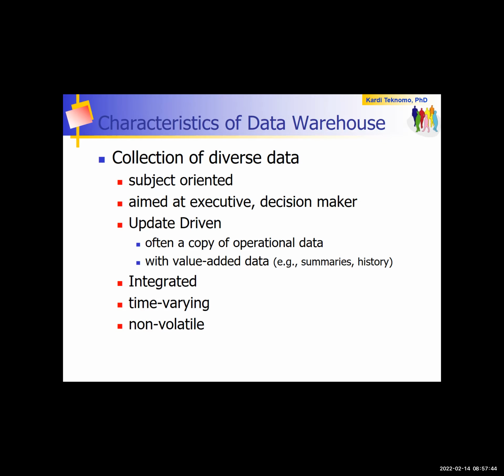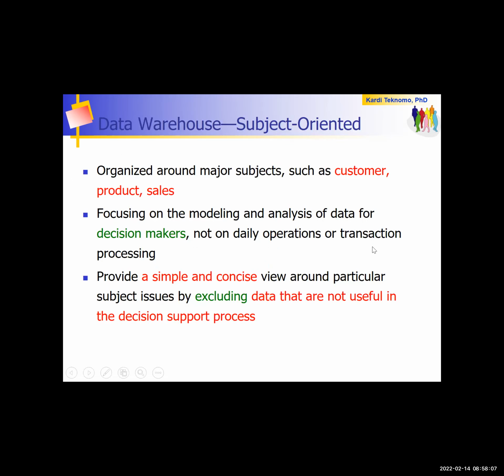And then second is time varying, meaning there is a time component on it, when it was collected. Next is non-volatile. What does it mean? It means data does not change. When you collect, it's accumulated.